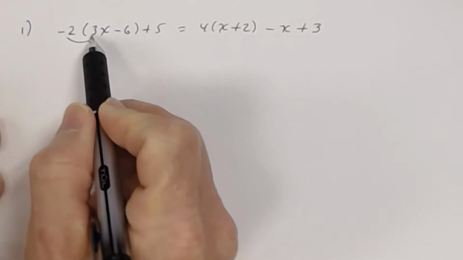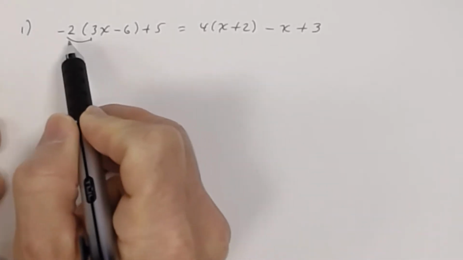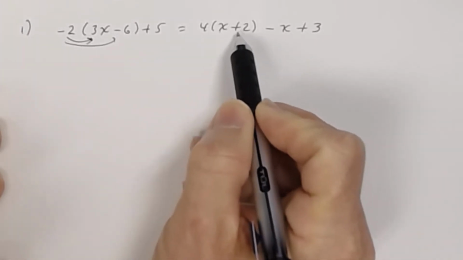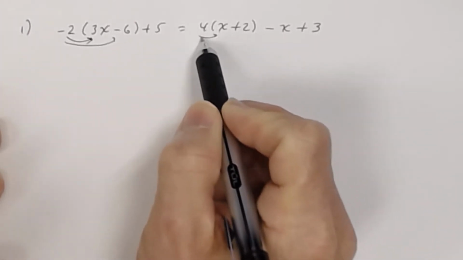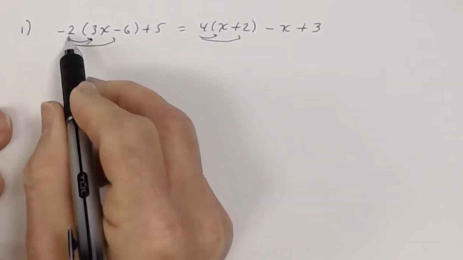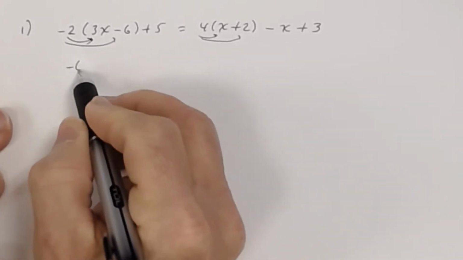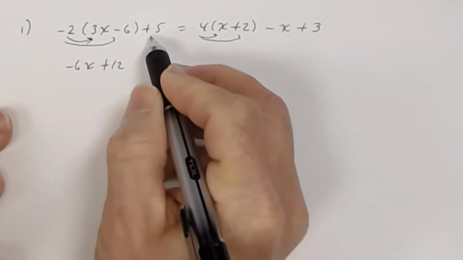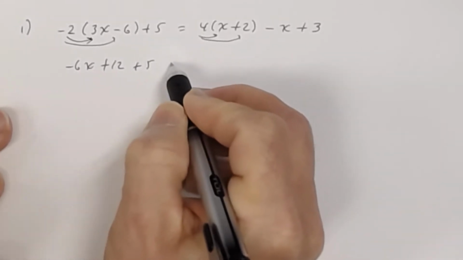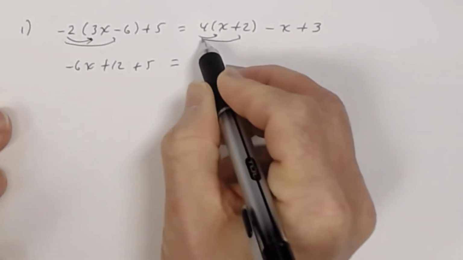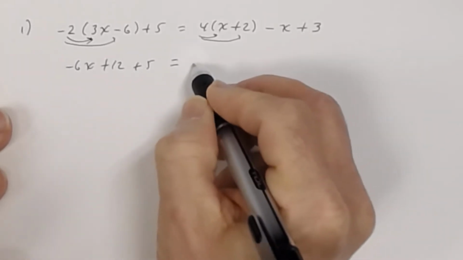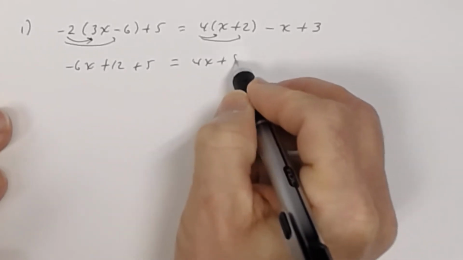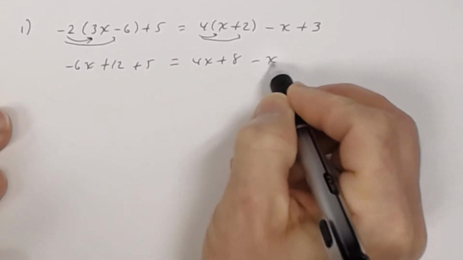So you're going to multiply every term that's inside this parentheses by -2. And you're going to multiply every term inside this parentheses by 4. So that's going to be the first step you're going to do. And so when I do that, I get -2 times 3x is a -6x. A -2 times a -6 is a +12. And then we have this term where I'm adding 5. And that's going to equal, and over here we have 4 times x is 4x. And then 4 times a +2 is a +8. And then let's just rewrite all these other terms.